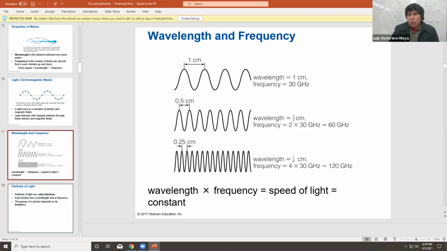So look at the way we measure wavelengths and look at the units, right? So we have a wavelength of 1 centimeter, of 0.1, of 0.5, and 0.25. So the shorter the wavelength, the larger the frequency. And look at this, gigahertz. If you deal with computers every day, you should know what a gigahertz is.